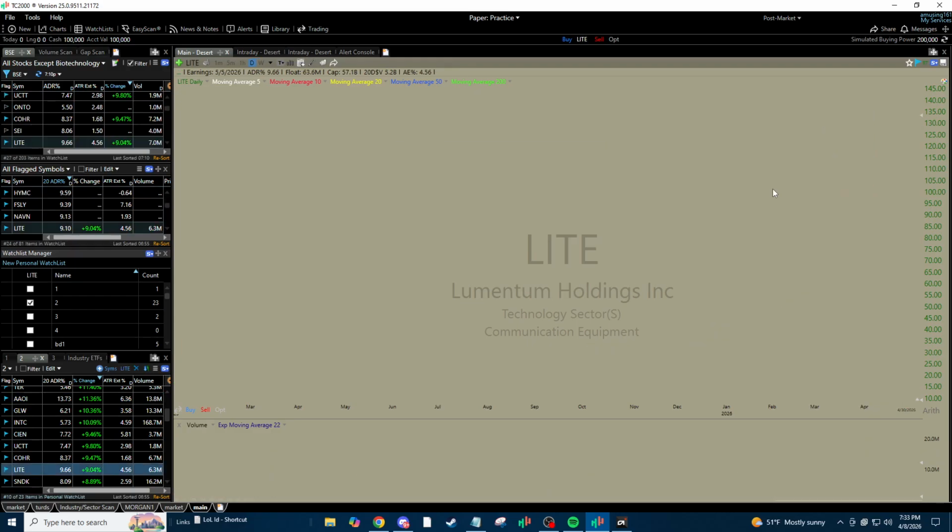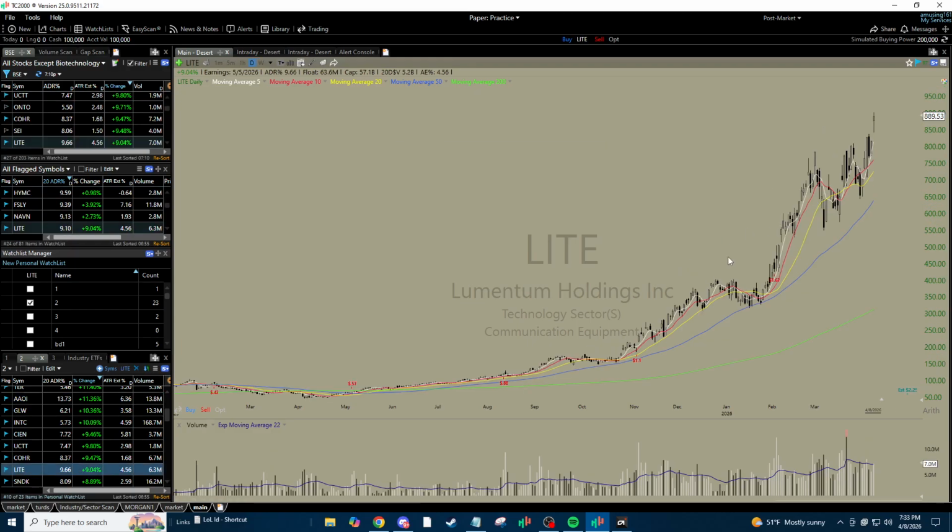Gap entries, range high breaks. I like in sync moves on leaders. It doesn't matter if the charts are the same. I like when Lite and SanDisk gap on the same day. I like that.